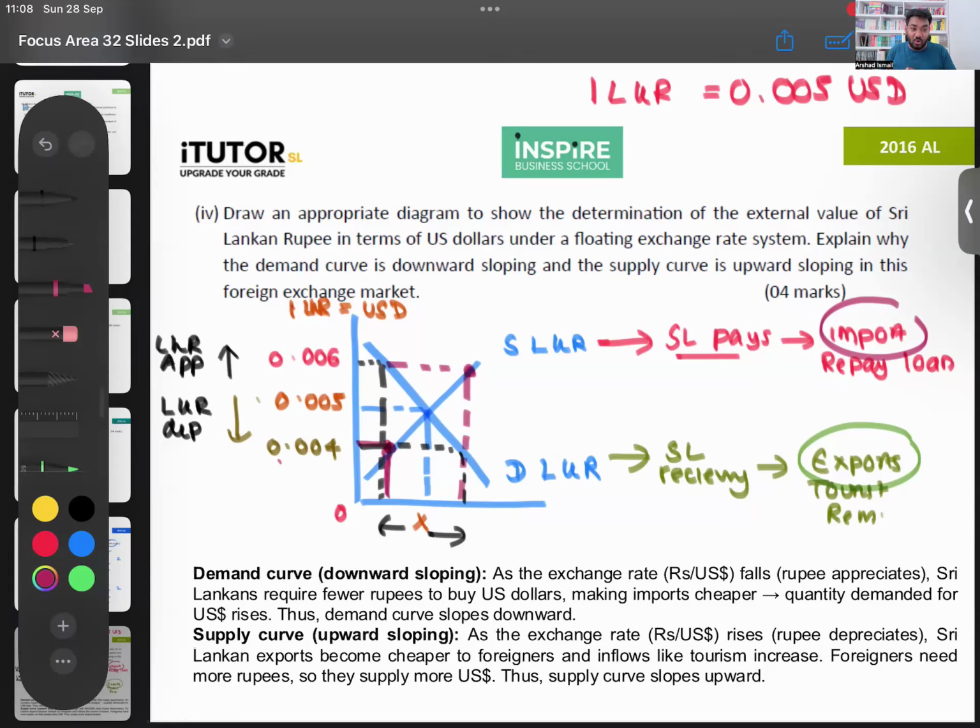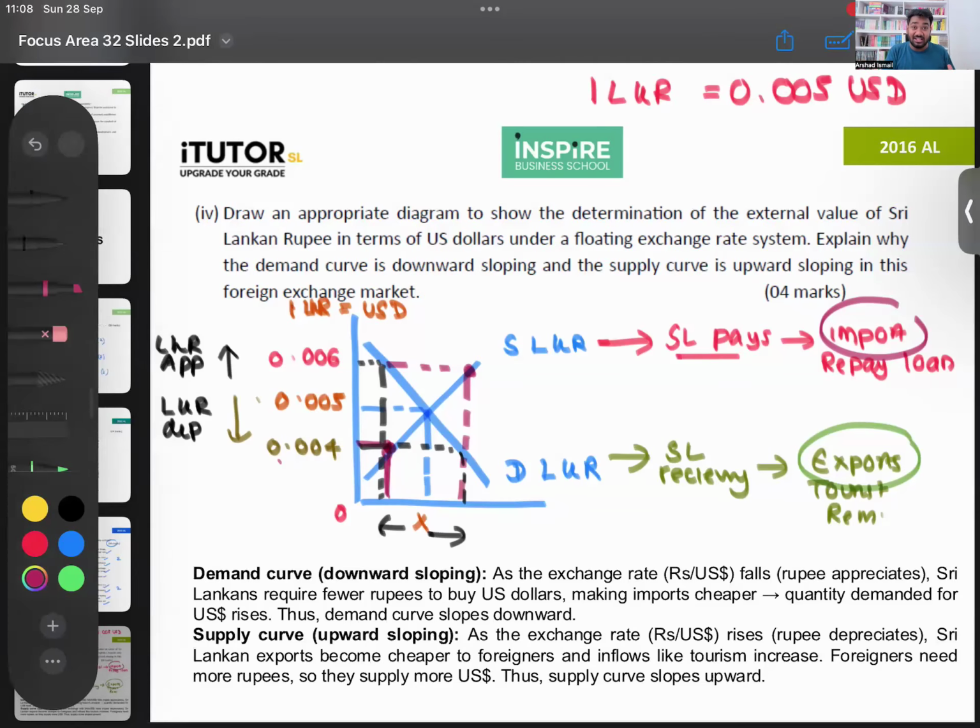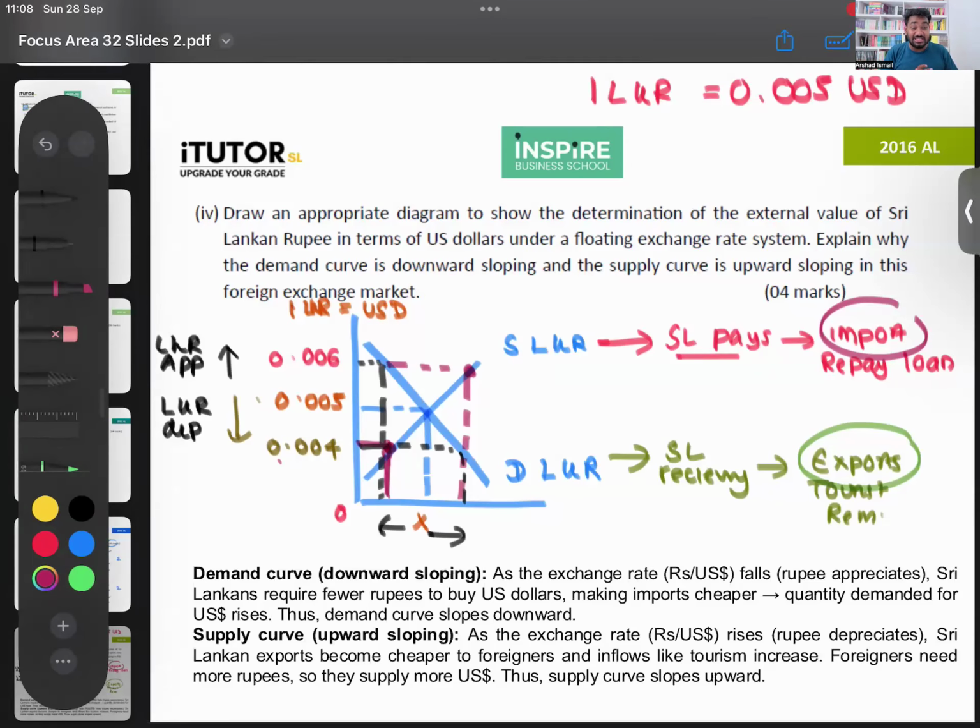The same logic goes for the direct quotation diagram as well. For direct quotation, the difference is that when you go downwards it's an appreciation, but the curves also change now. It's the demand and supply curve of the dollar there. You can apply the same logic to the direct quotation. I want you to think of that for homework. The logic is not different. When the currency appreciates, how do imports and exports change? When the currency depreciates, how do imports and exports change, and how does that affect the demand and supply for the currency?